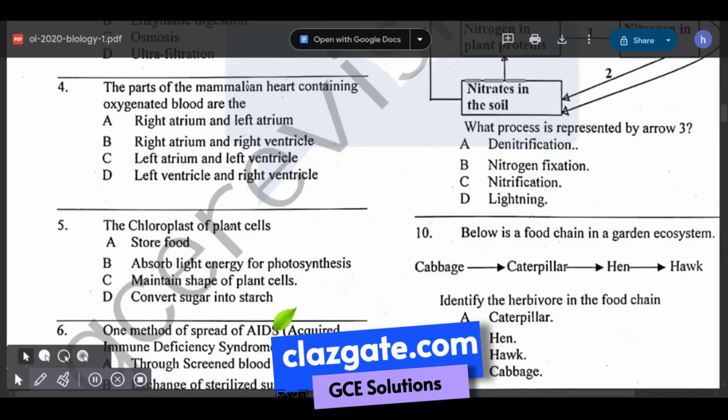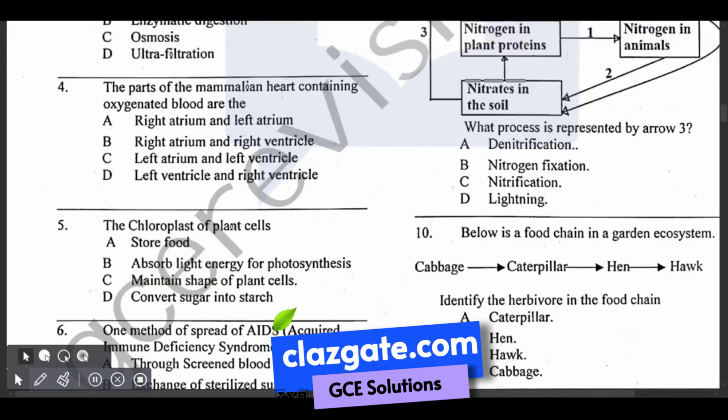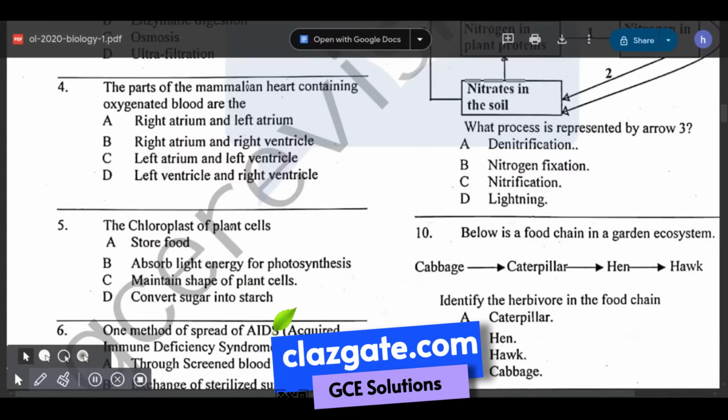The mammalian heart has 4 chambers, the 2 upper atria and 2 lower ventricles. The right atrium receives deoxygenated blood from the body through the superior and inferior vena cava. The blood then flows through the tricuspid valve to the right ventricle. The right ventricle pumps the blood to the lungs through the pulmonary artery. In the lungs, the blood releases carbon dioxide and picks up oxygen.